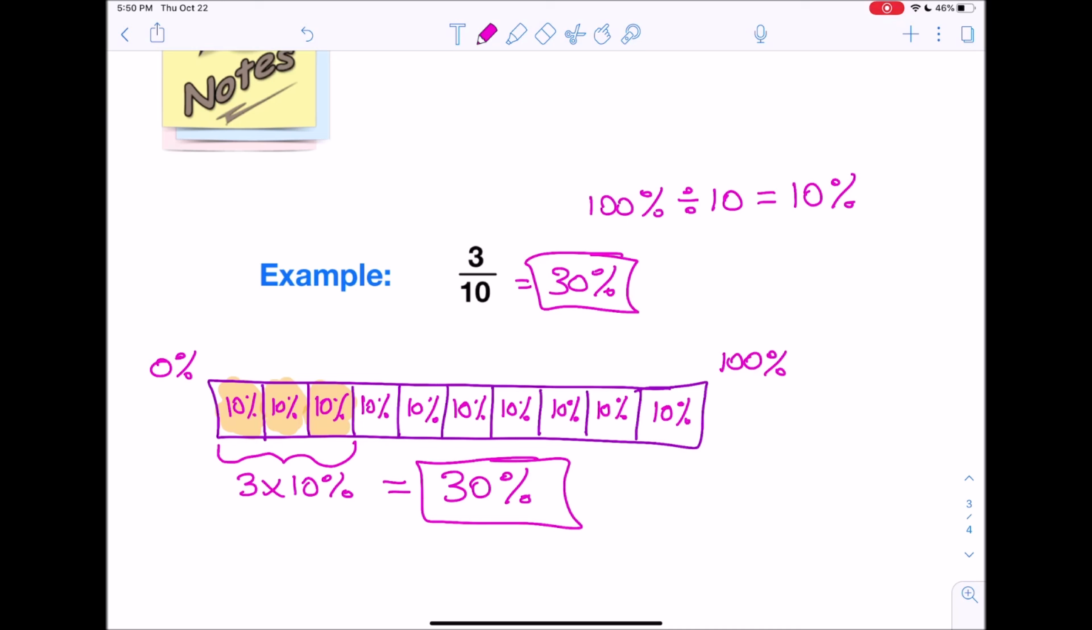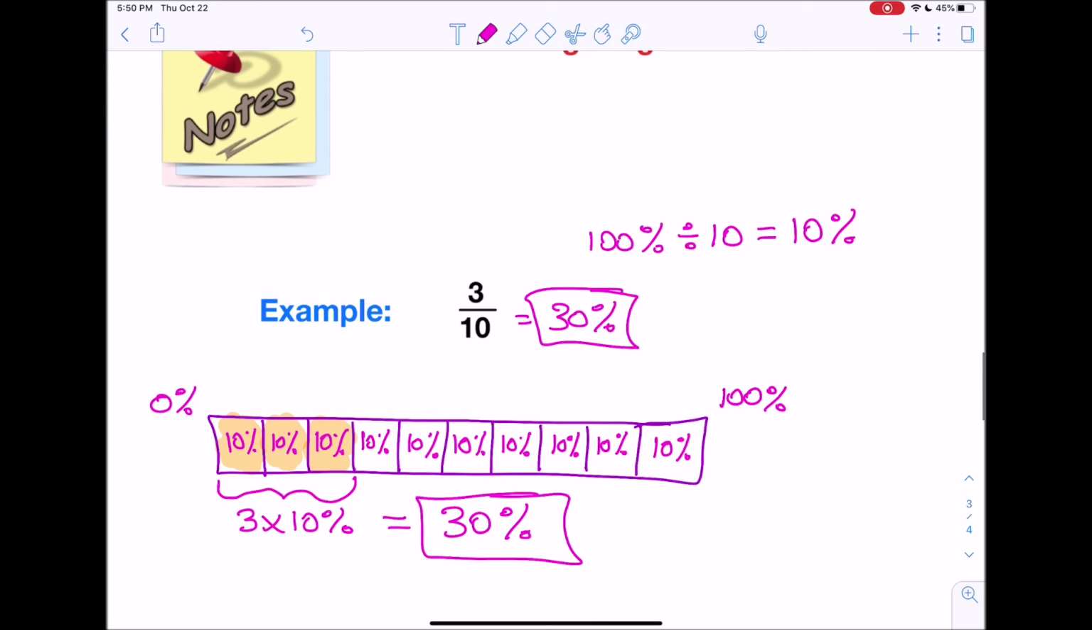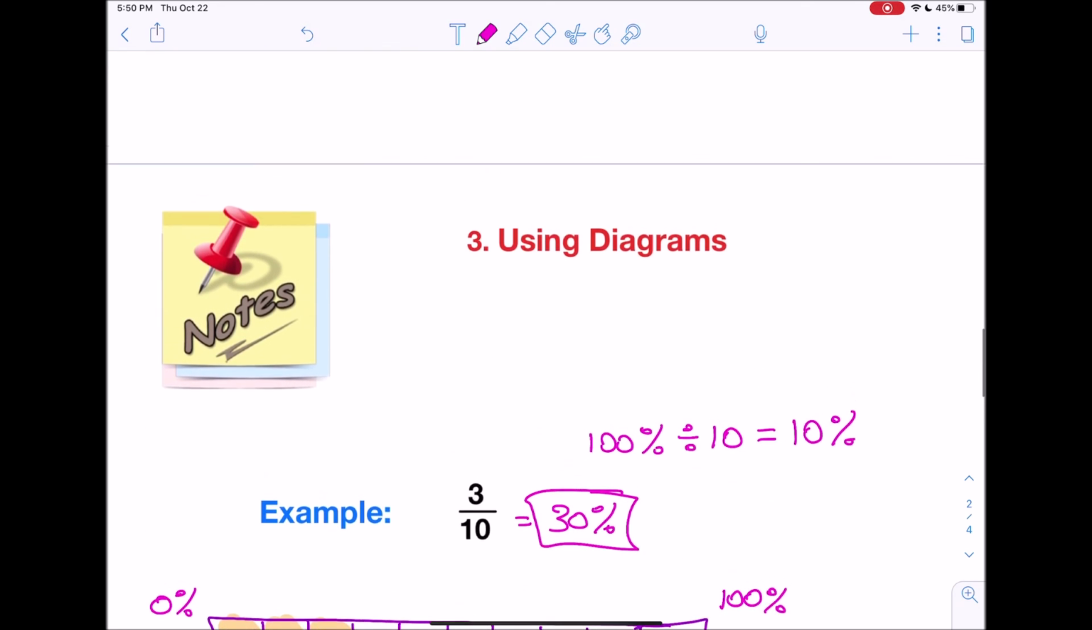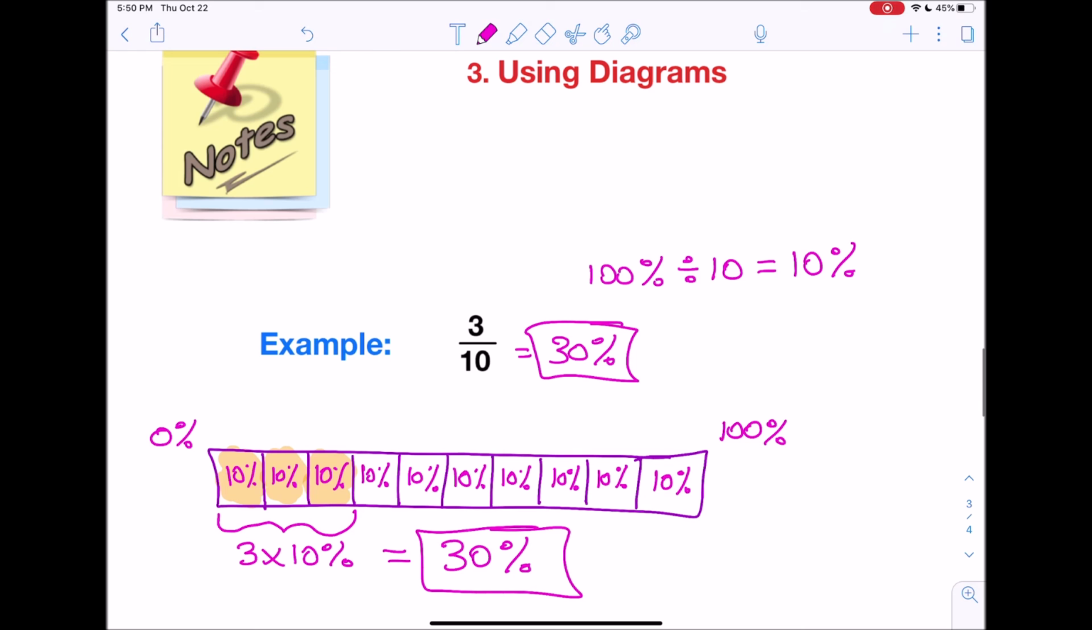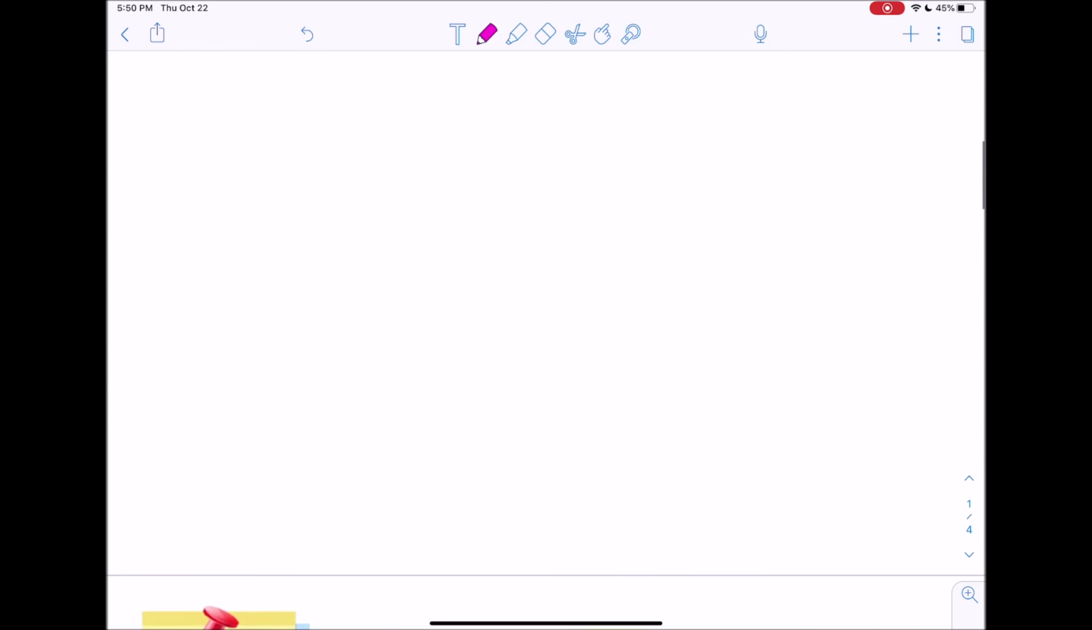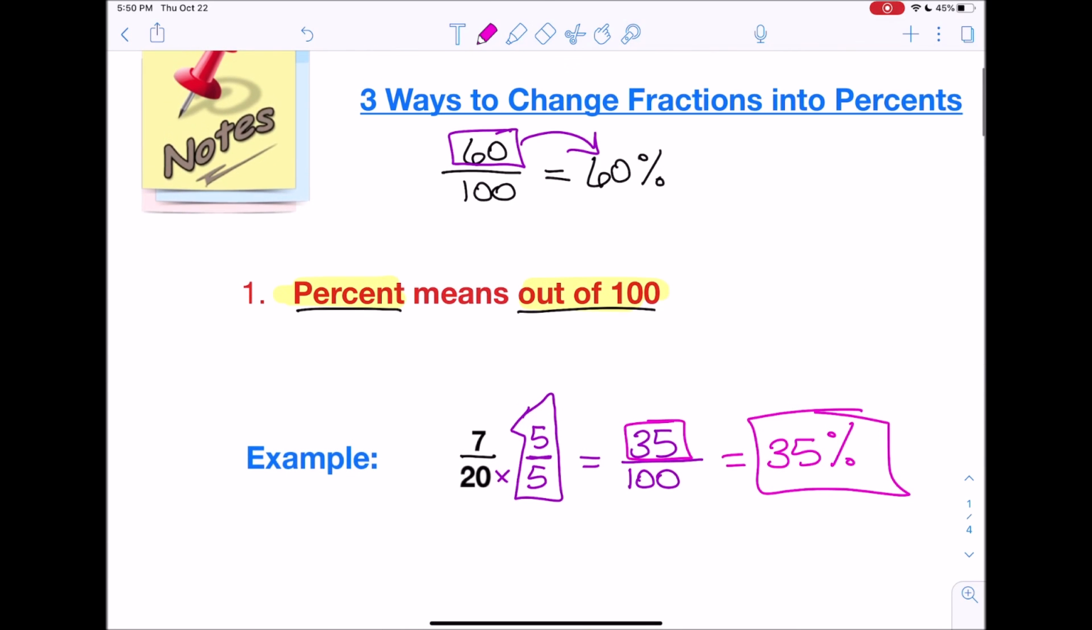Okay, so there is no one strategy better than the other. It's whatever works for you, whatever makes you feel most comfortable. But there you have it. You can use a diagram to find the percent. You can remember that percent means out of 100. Multiply by that giant 1 to get the 100 in the denominator, and you know that the numerator will be what your percent equals.